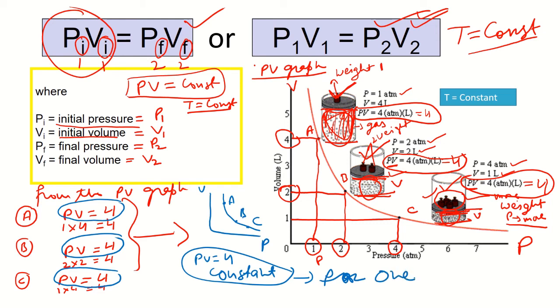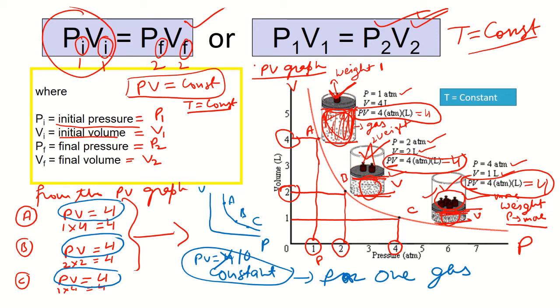for one gas. If I change the gas, maybe this value is not 4, maybe this value is 10, but this 10 means it is 10 for the whole graph, everywhere on the graph. Whatever the number is coming here, it is the same everywhere.